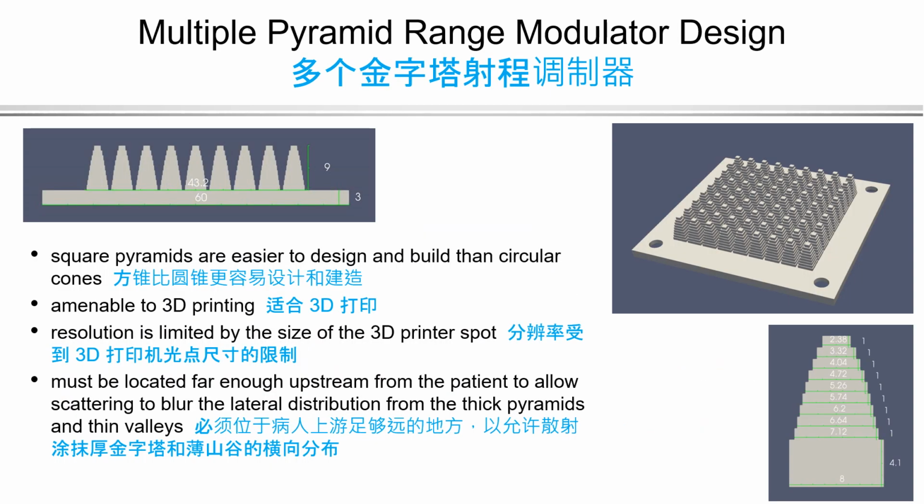Linear ridges and circular cones are not the only designs that can be used for static fixed range modulators. This slide shows a design for a multiple pyramid modulator. The advantages of this design are that square pyramids are easier to design and build than circular cones, and they are amenable to 3D printing. Disadvantages are that the resolution is limited to the size of the 3D printer spot. Pyramid filters, like linear ridge filters, must be located far enough upstream from the patient to allow scatter to blur the lateral dose distribution from the thick pyramids and thin valleys.